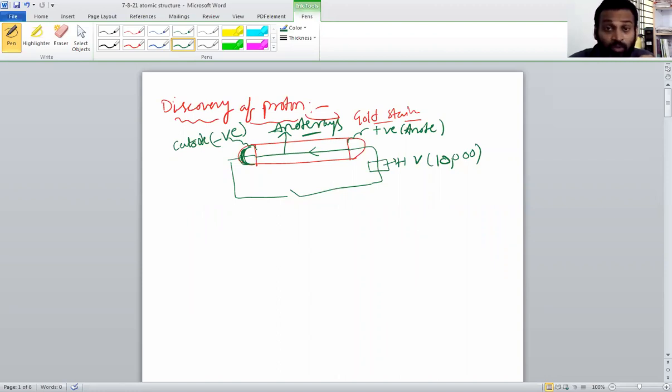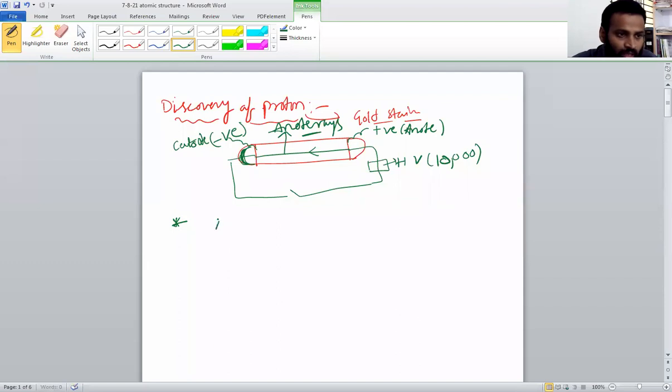One more thing: I told you cathode rays are independent of the nature of the gas, but anode rays depend on the nature of the gas taken in the discharge tube. Got it, everyone? Cathode rays are independent of the nature of gas, but anode rays are dependent on the nature of the gas taken in the discharge tube. This is the most important thing, so please remember these points.